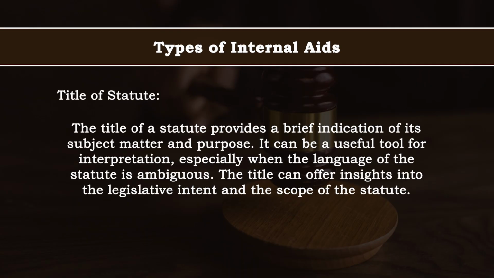First is the title of the statute. The title of the statute provides a brief indication of its subject matter and purpose. It can be a useful tool for interpretation, especially when the language of the statute is ambiguous. The title can offer insights into the legislative intent and the scope of the statute. Now, under the title, we have the long title.